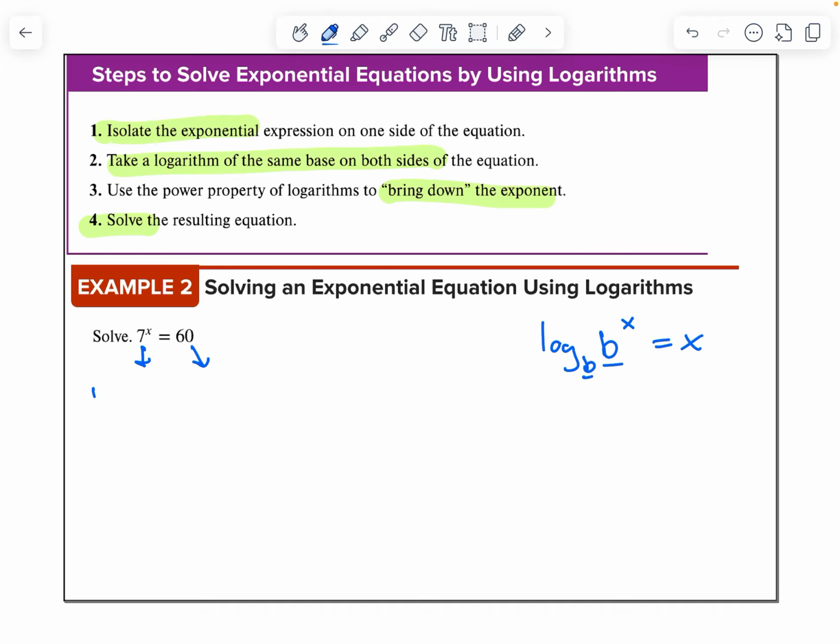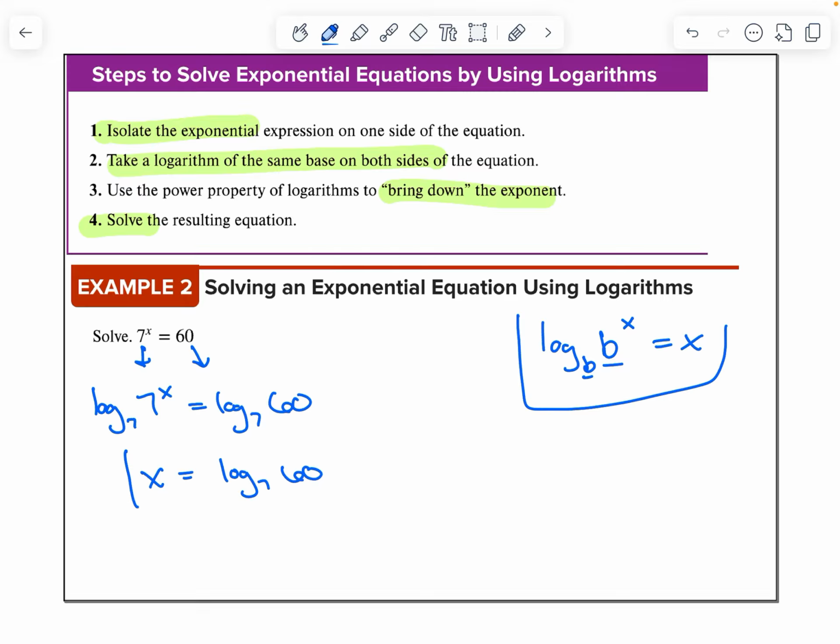So if I do log base 7 on both sides, this is a trick that you just have to memorize, right? You just have to learn the trick. If we can get the base of the exponent and the base of the logarithm to match up, then on the left side, look at this rule, and look at what I have on the left side. I'll just have x equals log base 7 of 60, and I'm going to stop right there.